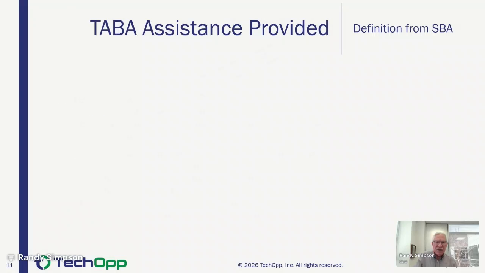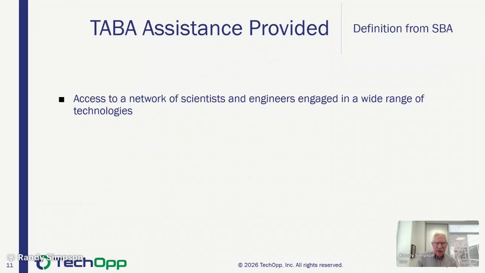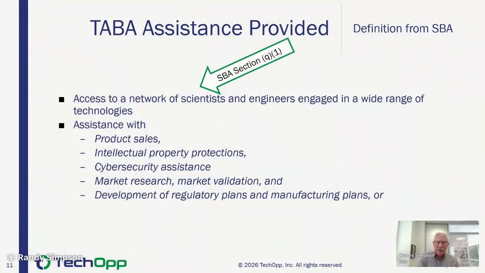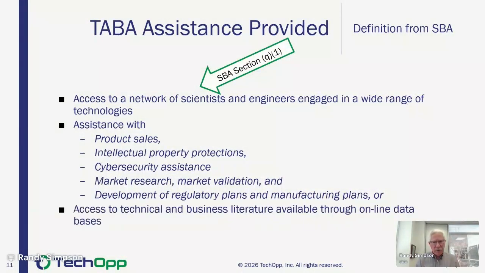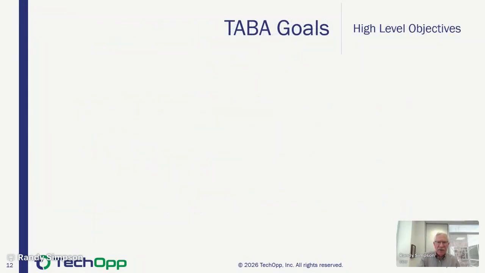What kind of assistance is provided as noted in the Act? The Act says that TABA is going to give you access to a network of scientists and engineers engaged in a wide range of technologies, and that's where it's noted in the Small Business Administration Act. The assistance with product sales, IP protection, cybersecurity assistance, market research, development of regulatory plans and marketing plans, or access to technical and business literature through online databases. So this is what the Act says TABA is going to do.